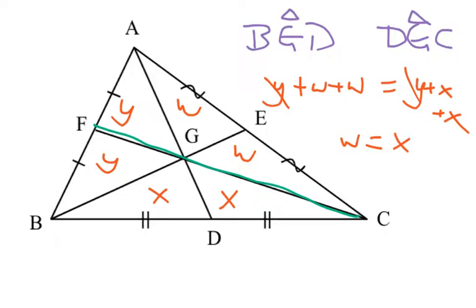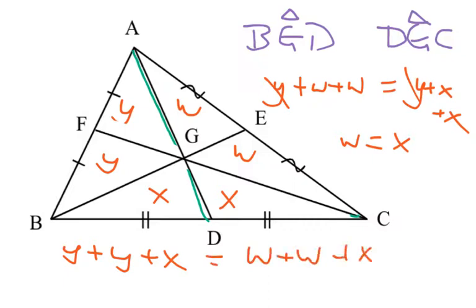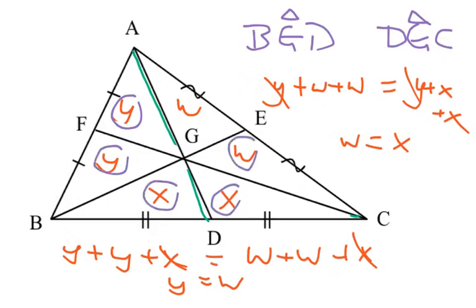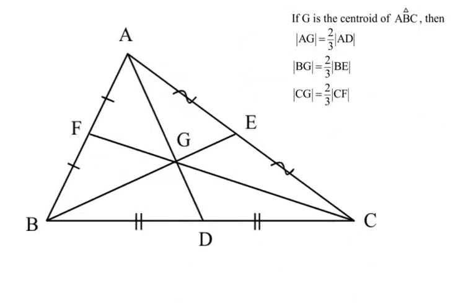If we'd chosen another median, we could have had a look at another relationship. Let's just delete that one. We can then write in that Y plus X must be equal to W plus X. And again, we can clearly see that Y is equal to W. So if this is the case, then Y is equal to W is equal to X. All of these areas are in fact equal. So we could say that each of these areas, let's call it X.